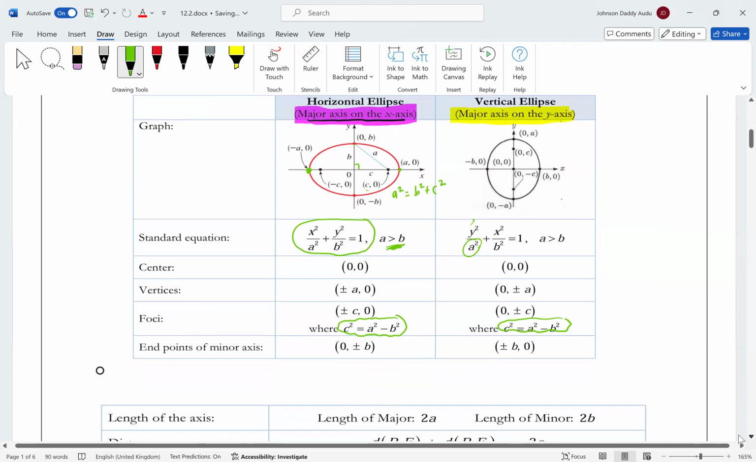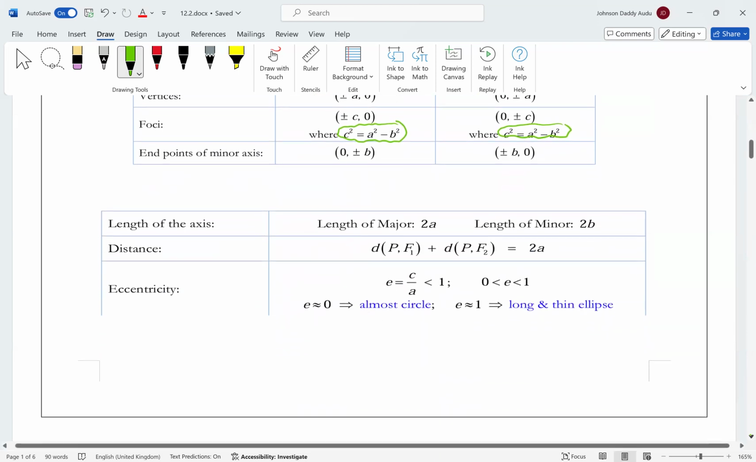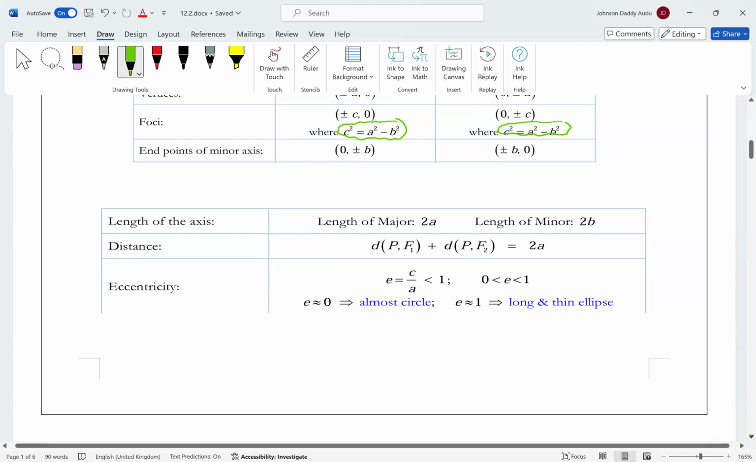So once you have the c, then you can find your focus. Your foci will just be plus or minus c. Now remember one thing, the focus is always on the line of the major axis. Even the vertices are also on the line of the major axis. The length of the major axis is called 2a, and the length of the minor axis is twice b.